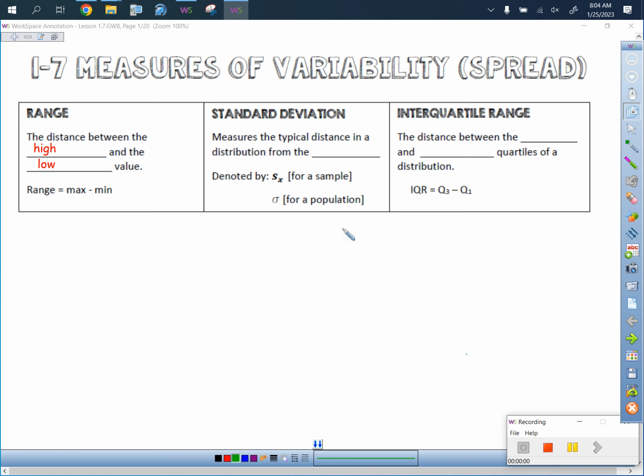Measures of variability, which is how much things spread. There are three different measures of variability: the range, the standard deviation, and the interquartile range. You should be pretty familiar with the range. We've done that before.